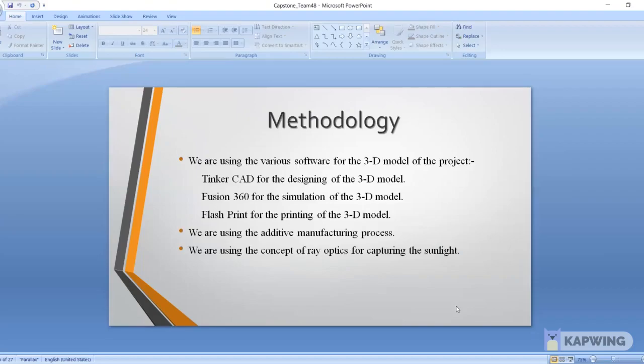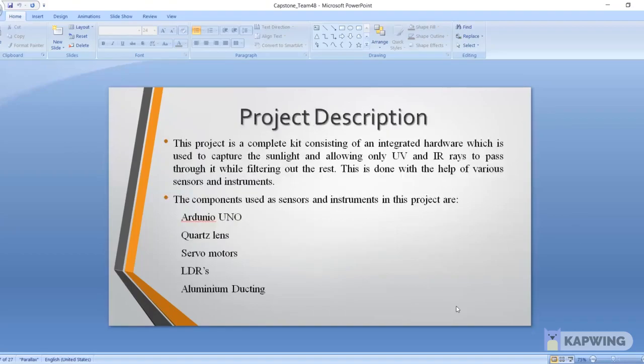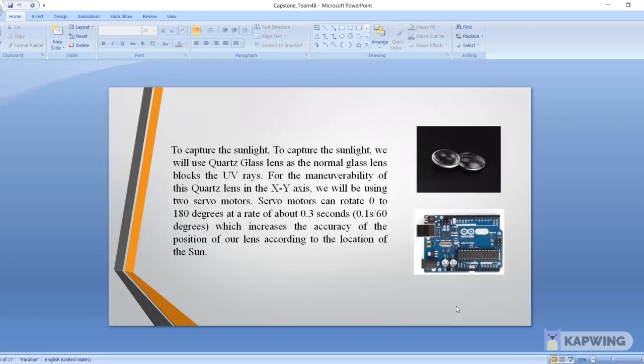The methodology of this project includes basically three software tools, which are Tinkercad, Fusion 360, and FlashPrint, which will be used in designing, simulation, and printing of the 3D model respectively. The components used in this project are Arduino, quartz lens, servo motors, LDRs, and aluminium ducting.